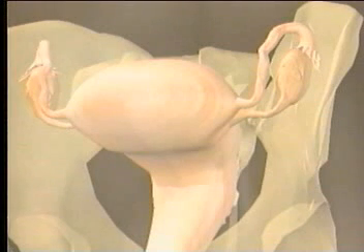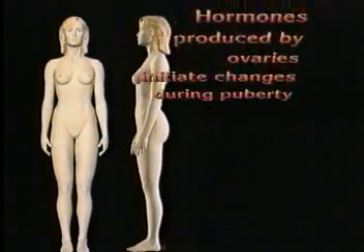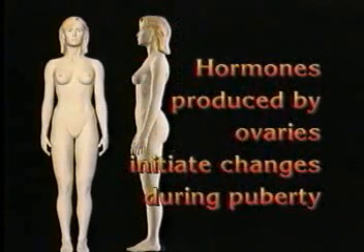A female is born with all the eggs she will ever have. These are undeveloped eggs and can number over 400,000. During a female's life, only about 500 of these eggs will ever mature and travel to the uterus. Hormones produced by the ovaries initiate changes during puberty, which is the beginning of adolescence.